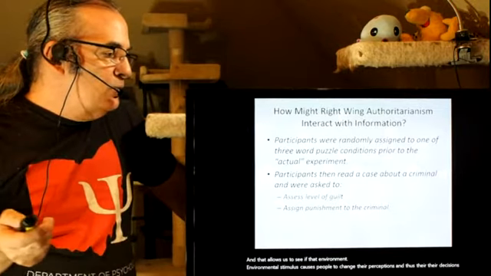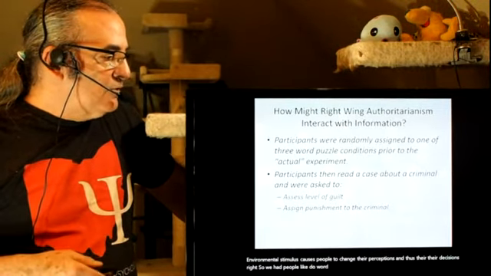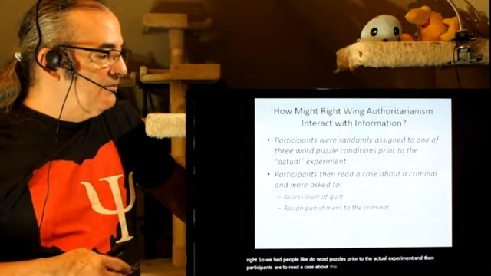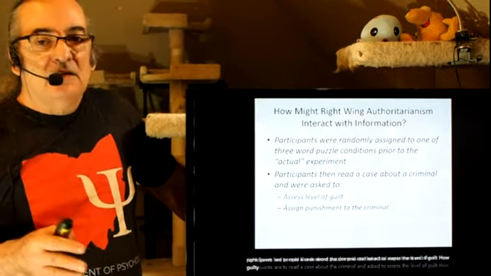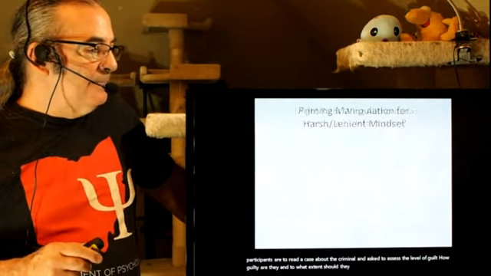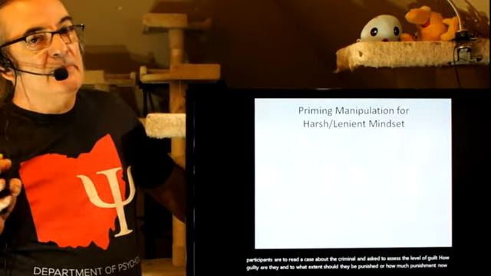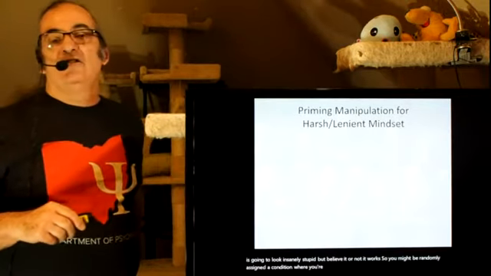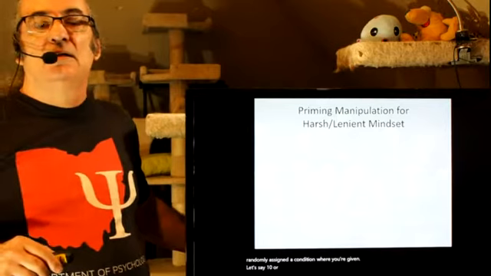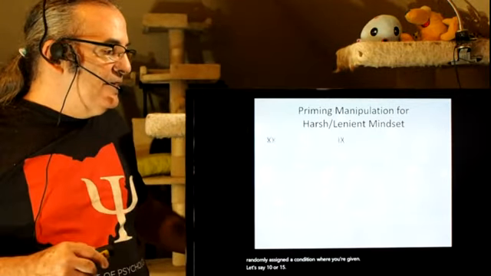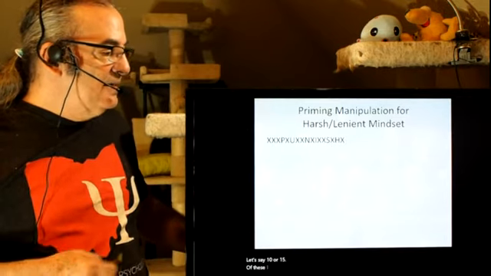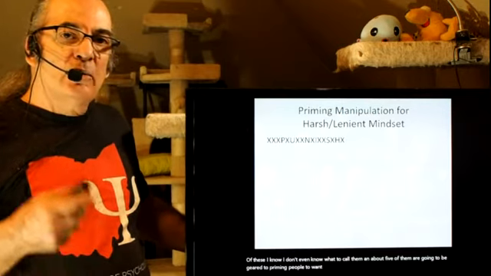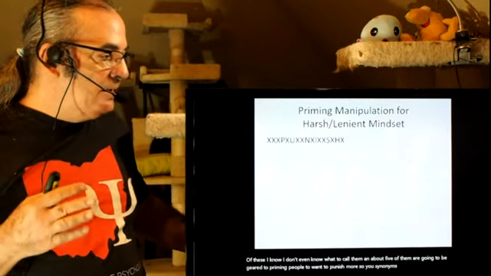So we had people do word puzzles prior to the actual experiment. And then participants read a case about the criminal and are asked to assess the level of guilt, how guilty they are, and to what extent they should be punished, or how much punishment. Now, this is going to look insanely stupid, but believe it or not, it works. So you might be randomly assigned to a condition where you're given, let's say, 10 or 15 of these puzzles. And about 5 of them are geared to priming people to want to punish more. So we use synonyms for punishment or punish, right?